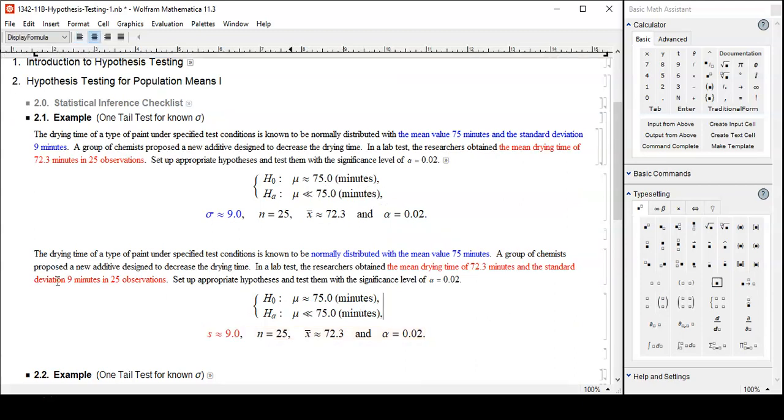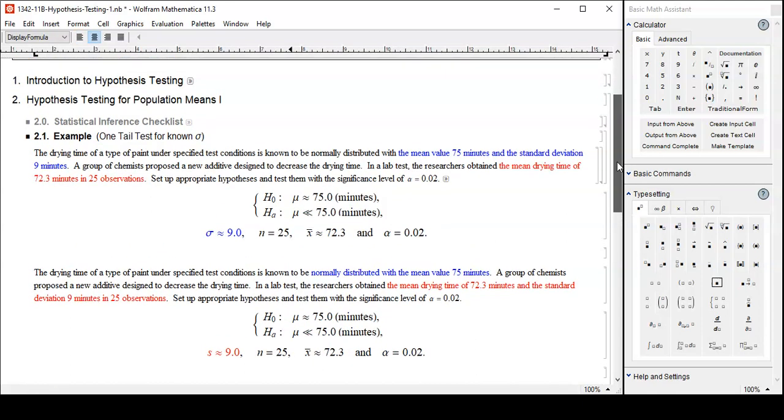Because the standard deviation of 9 minutes, this information came with the sample. In 25 observations, you got 72.3 minutes and standard deviation of 9 minutes. It's a sample standard deviation. See the difference? Neither version of the problem, this is the original and this is the variation I just created, neither version specified population standard deviation or sample standard deviation. They just place the information in appropriate place so that you can see whether it's population standard deviation or sample standard deviation. Tricky, isn't it?